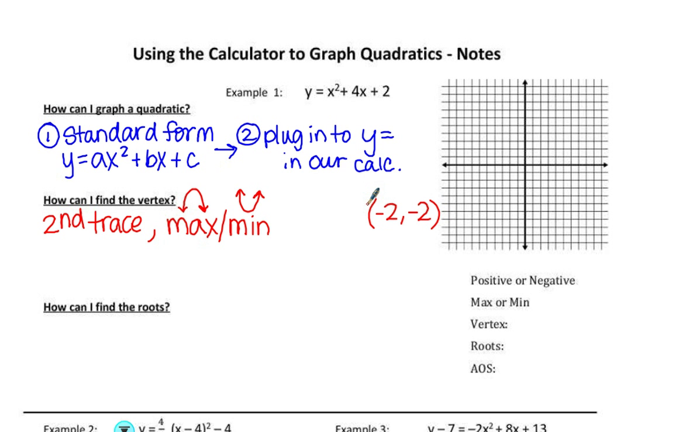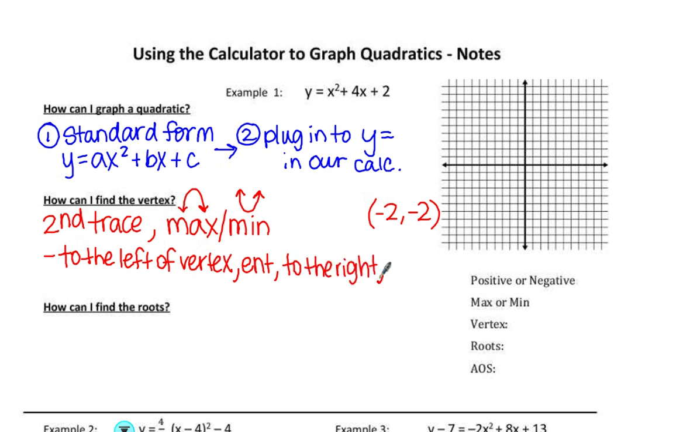Alright, so second trace, max or min, and then let's add the extra note. We need to go to the left of the vertex, enter, to the right, enter, enter. That last one you have to hit enter two different times. Now if I want to graph this thing, I'm going to plot that point over here. So -2, -2 is my vertex.